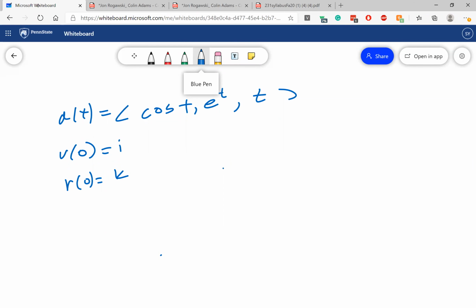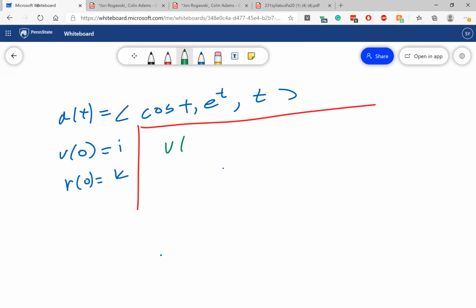Now let's take the antiderivative of this. So v of t would be equal to sine of t plus c1, comma, e to the t plus c2, comma, t squared over 2 plus c3.